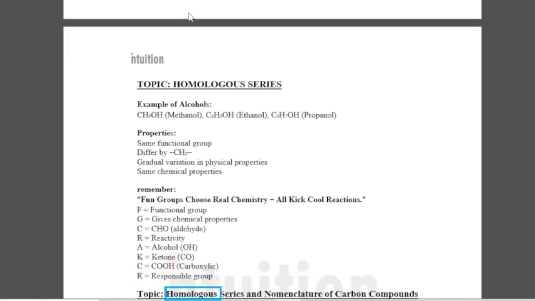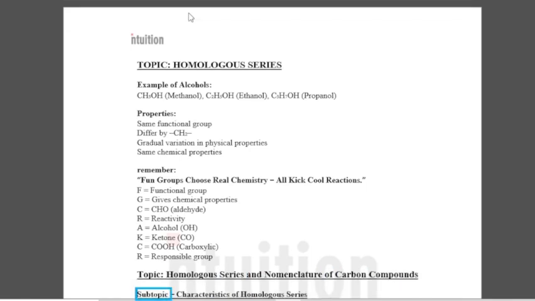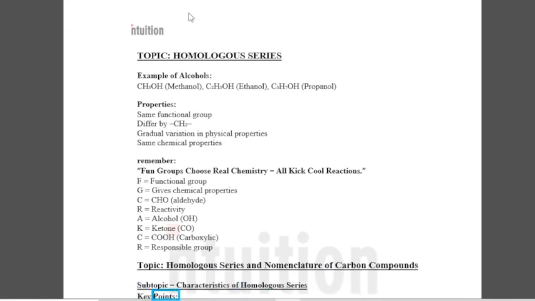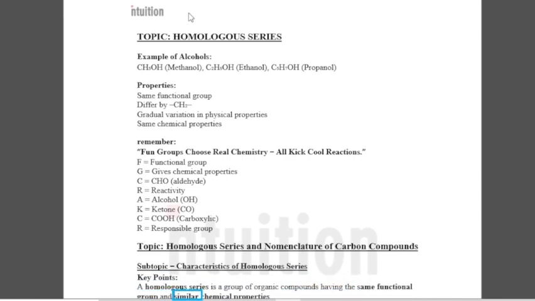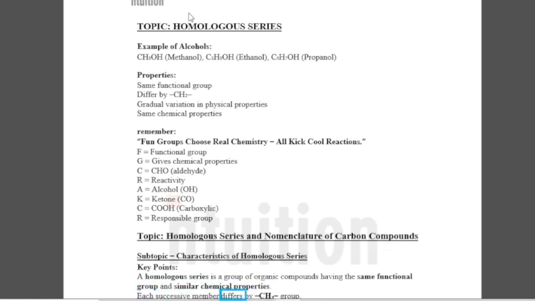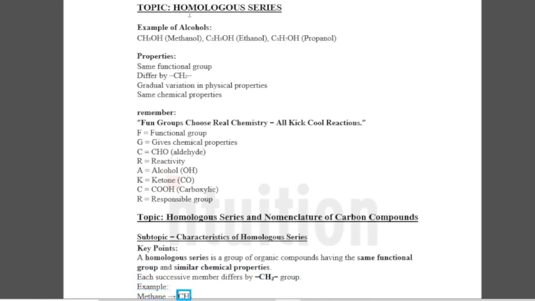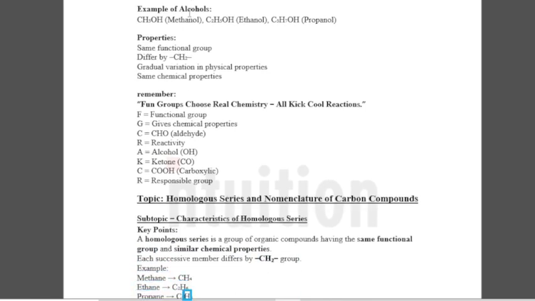Topic: homologous series and nomenclature of carbon compounds. Subtopic: characteristics of homologous series. Key points: a homologous series is a group of organic compounds having the same functional group and similar chemical properties. Each successive member differs by a CH2 group. Example: methane CH4, ethane C2H6, propane C3H8.